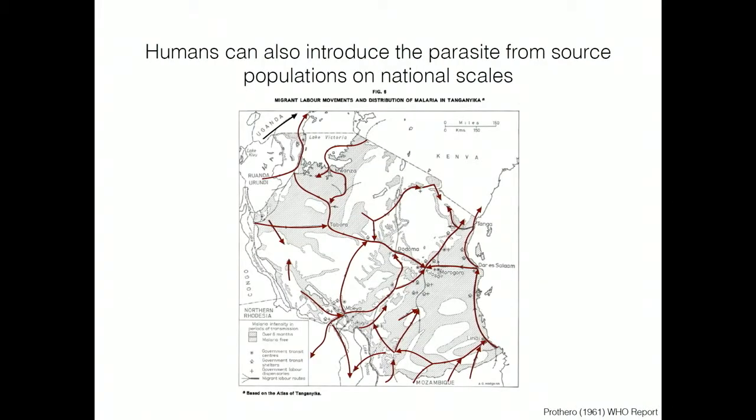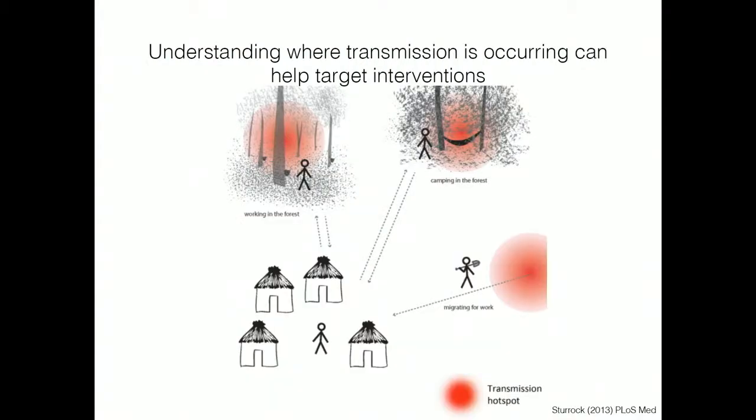Another reason is thinking about national scales. You might be able to really control malaria in parts of your country, but if you have a lot of travel, you might actually have source populations within a country that reintroduce the disease. This is a map from the 1960s from a report that shows different migrant labor routes, and what he was able to do is tie this with different source populations and sources of migrant labor that then led to epidemics across Tanzania.